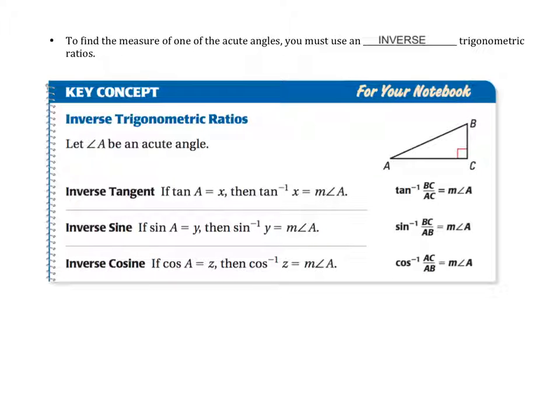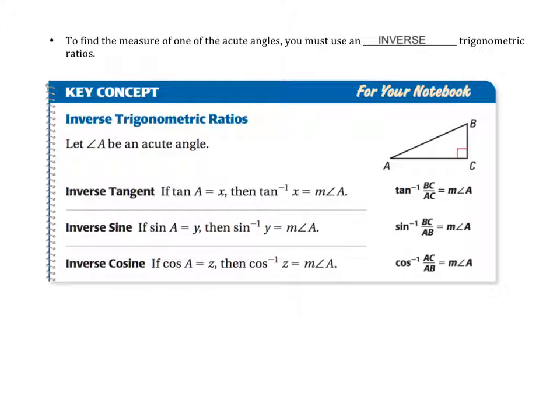And finally, let's say you're looking for angle A, and you're given the adjacent side and the hypotenuse. You would use the inverse cosine. If the cosine of A is equal to z, that would be the adjacent side over the hypotenuse, then you would use the inverse cosine of z, and that would be the measure of angle A.